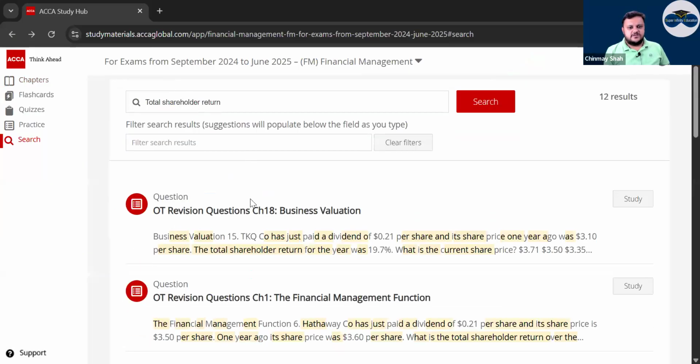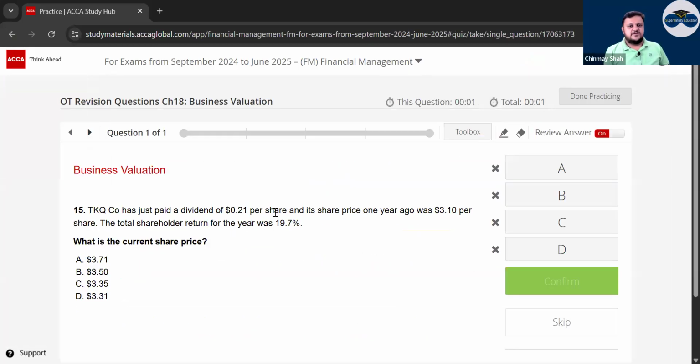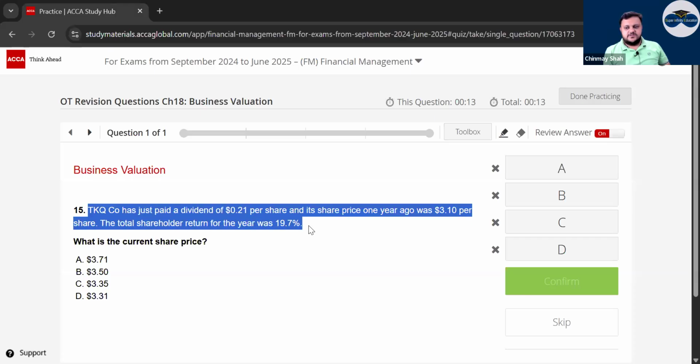Anything else that we can find? Let me see. Just paid a dividend. Share price 1 year ago was 3.10. The total shareholder return for the year. Current share price? One year ago share price is given, and they are asking the current share price. Can you do this question? Quickly solve it without my help. Try.